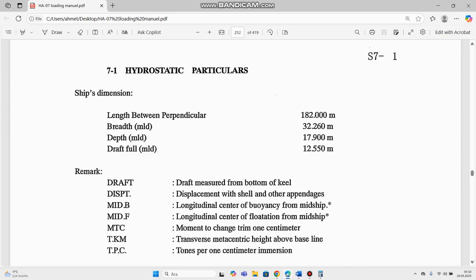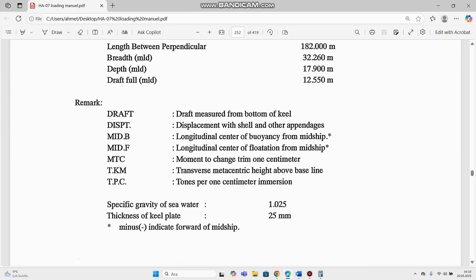Yeah. Here there is description of symbols and short terms.